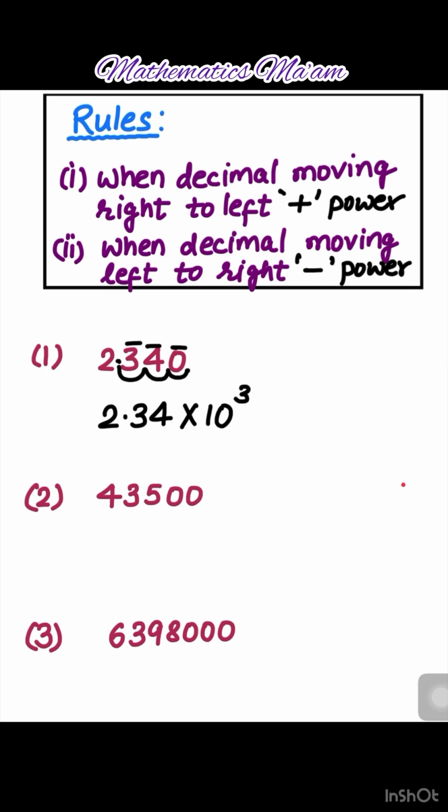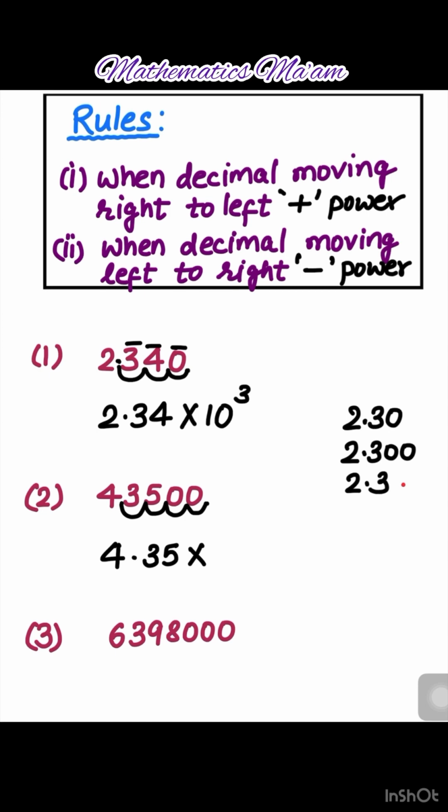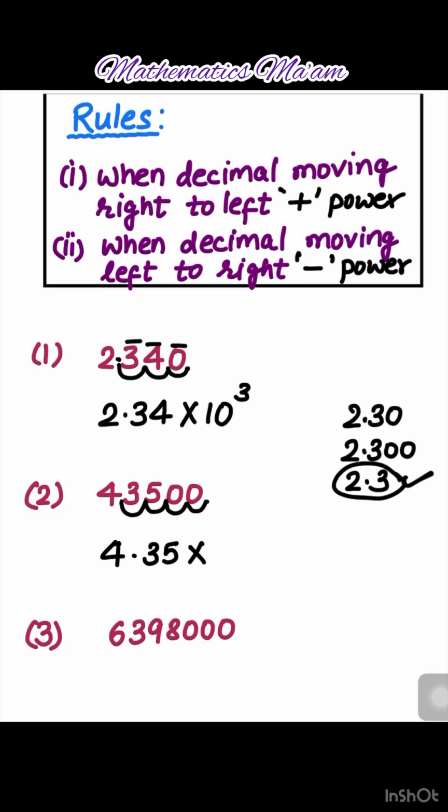I will show you more examples. See the second one. You have 43500. As per the rule, there should be a decimal after a number. So 4 is the number, and the decimal should be 4.35. The decimal is at the end. You are moving it 4 digits and your direction is right to left, so we'll write the positive power, 10 to the power 4. And if you write 2.30, 2.300 or 2.3, it's the same thing. That's why I don't prefer to write zeros after the decimal. So we will write 10 to the positive power 4.